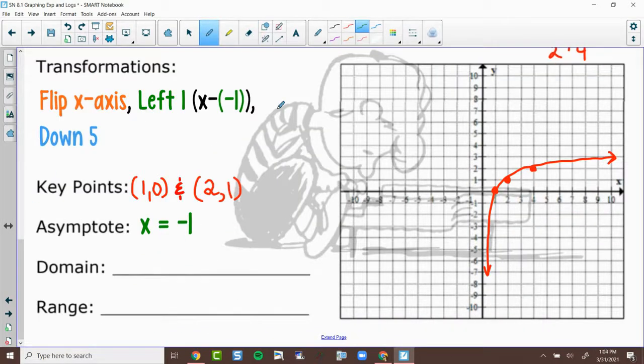So here what I'm going to do is take these points and flip them on the x-axis. Then I'm going to shift it left 1 and then down 5. 1, 2, 3, 4, 5. So there's my new point. I'm going to do the same thing here. Flip it first. It's kind of like reading English, left to right. You do the transformations left to right. So flip on the x-axis first, shift it left 1, and then move it down 5. 1, 2, 3, 4, and 5.